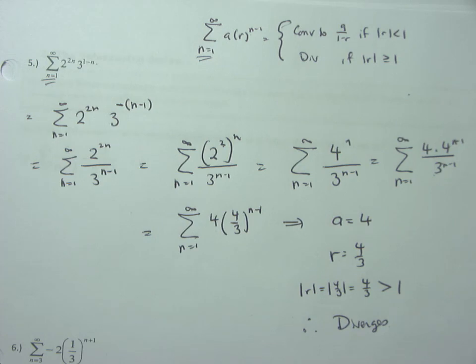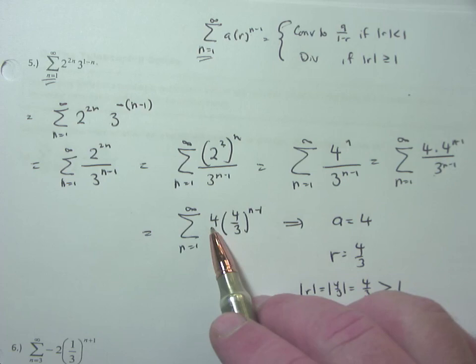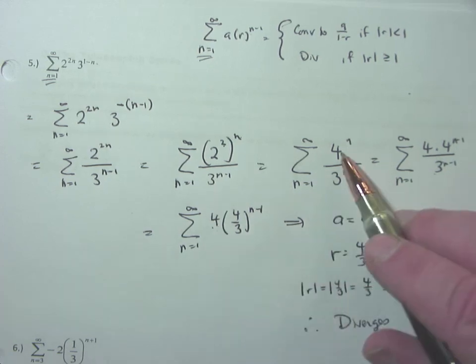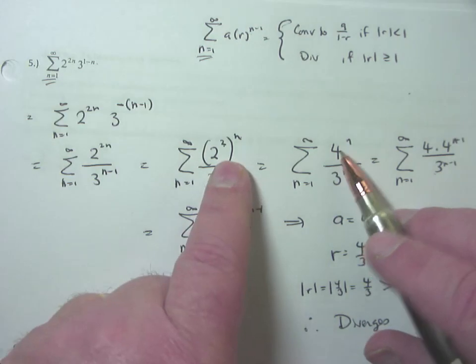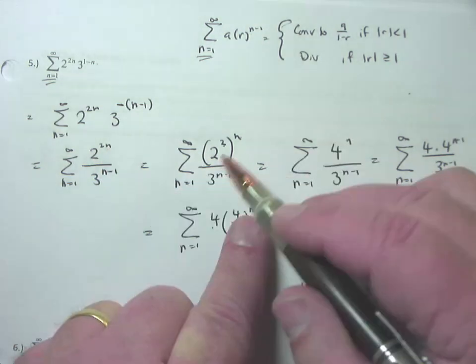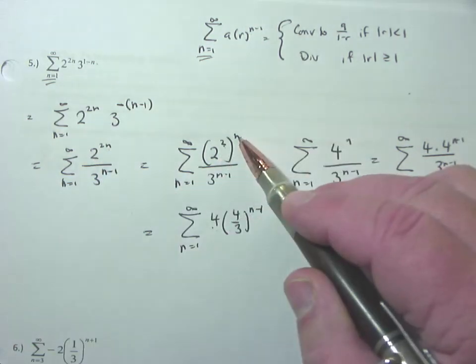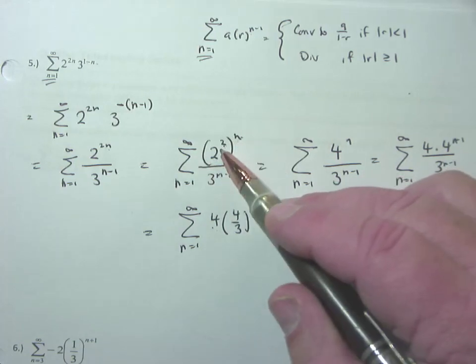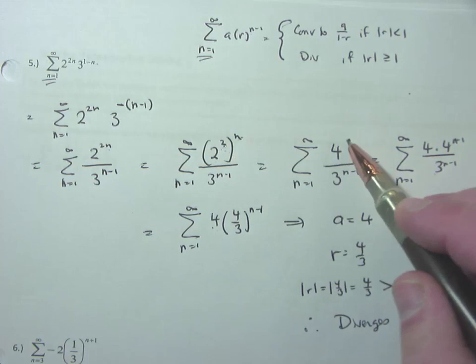Where did that other 4 come from? The 4 times 4 to the n minus 1. Where did that first 4 come from? This one right here? Okay. Originally, when you had this, I pulled off the 2 to the 2n, made it 2 squared to the n, power to a power, multiply, right? 2 squared is 4, so that's 4 to the n.